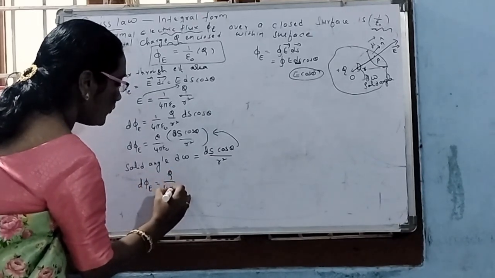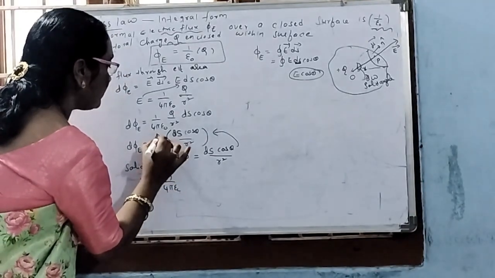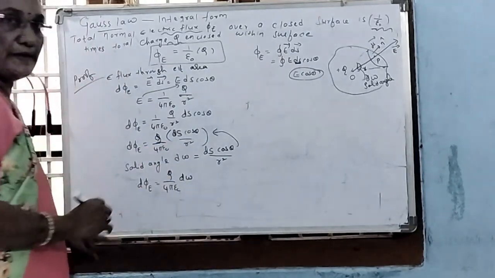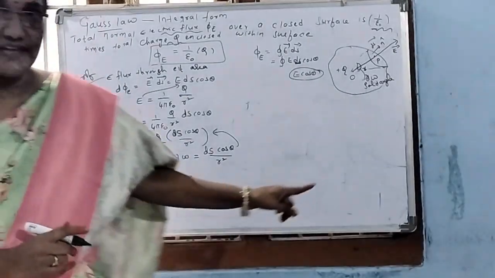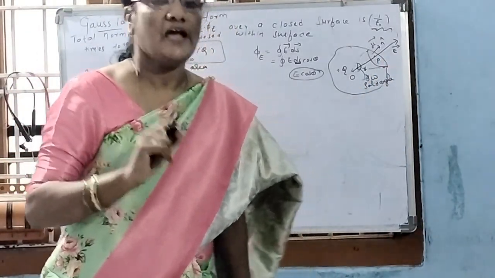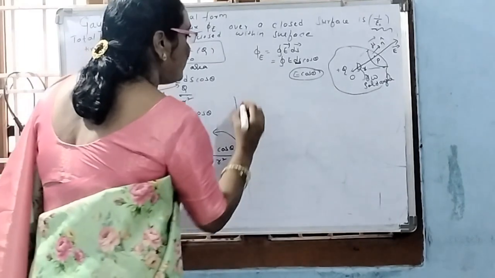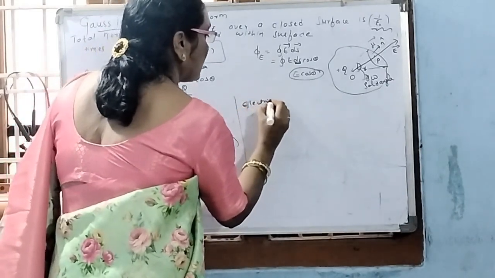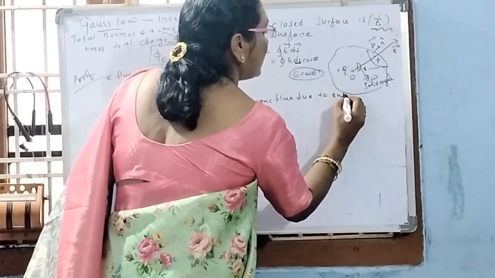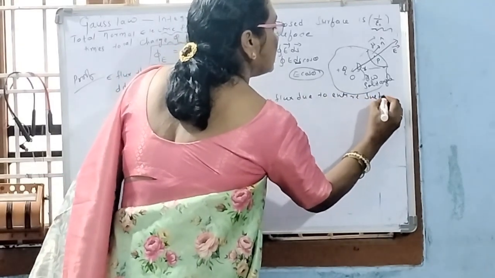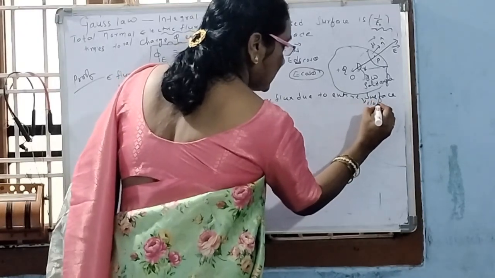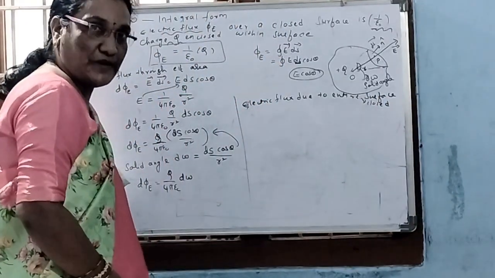Now substituting this solid angle in the above equation, we get d phi e is equal to q by 4 pi epsilon naught d omega. Now we have the electric flux due to this elemental area. Now we want the electric flux due to the entire surface, the entire closed surface of arbitrary shape.